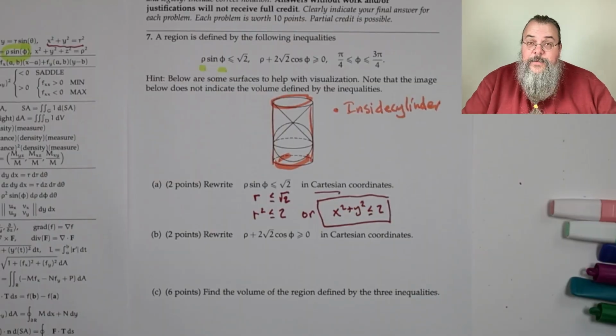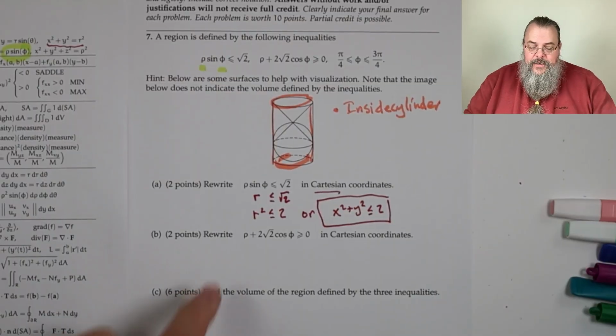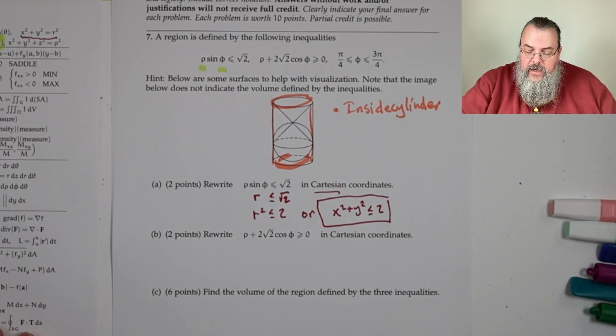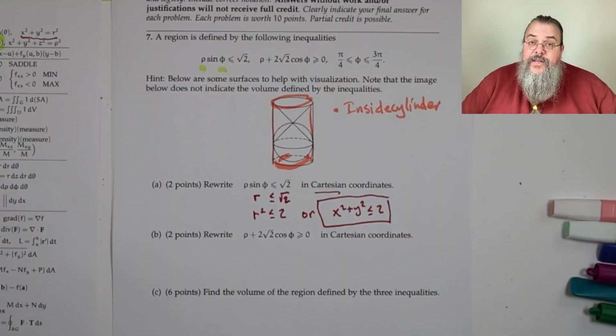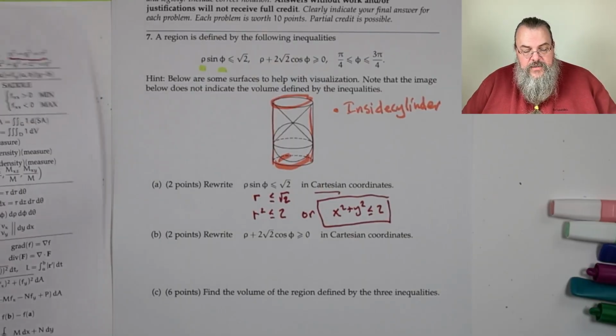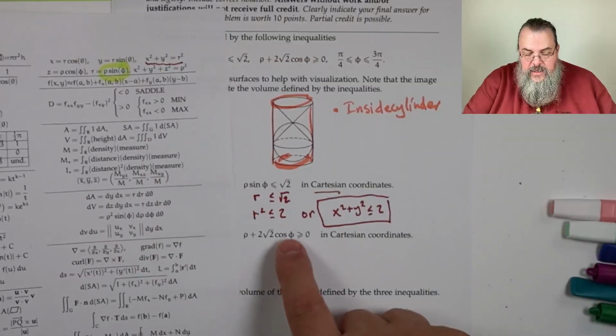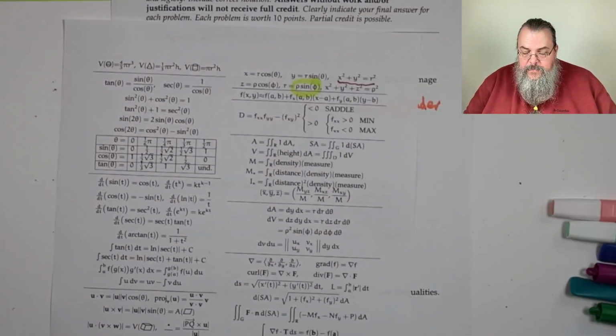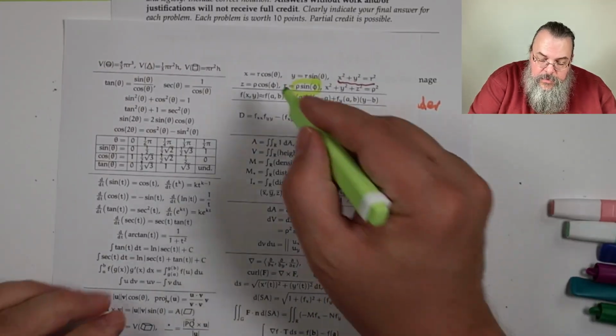That's the first one. Let's go to the second one. Part B. Rewrite rho plus 2 root 2 cosine phi greater than or equal to 0 in Cartesian coordinates. All right, well, that should be interesting. Now, cosine phi shows up right next to the one we circled.